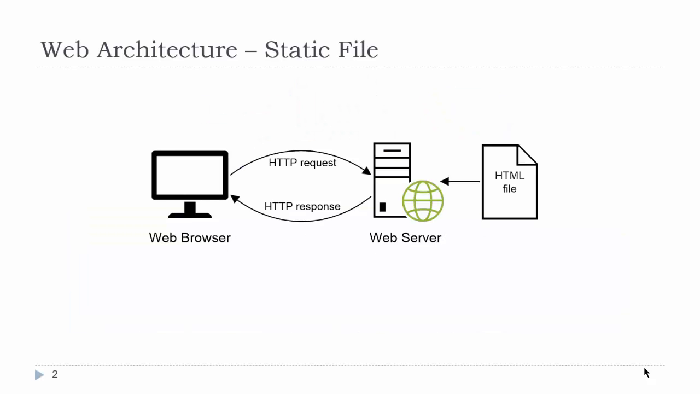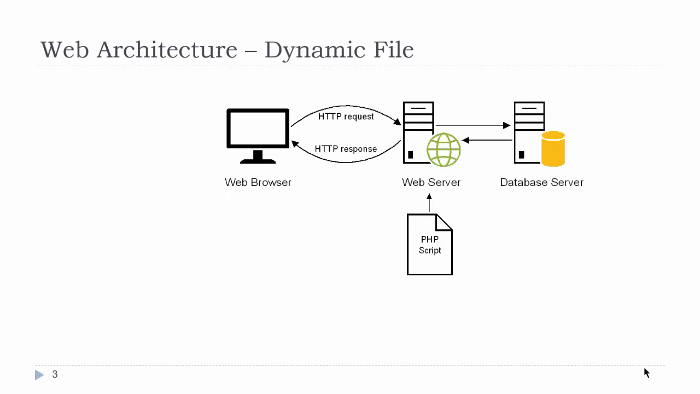Let's take a look at traditional web architecture. When the browser requests a file from the server, if the browser is requesting a static file, such as an HTML file, the server will return that file to the browser. However, if the file has an extension such as PHP, meaning it is a dynamic file, the server will recognize that extension and it will process that file first.